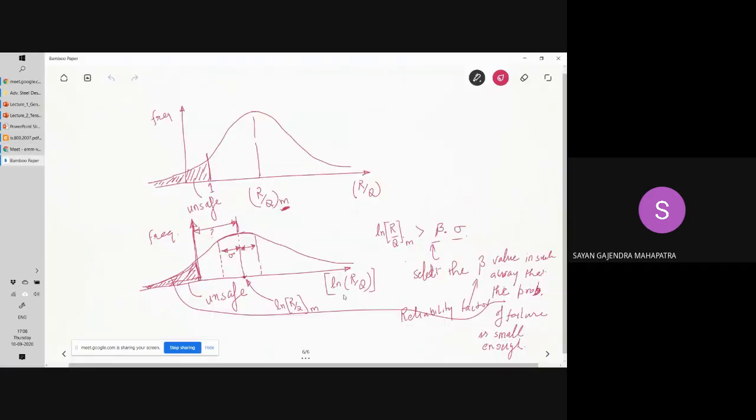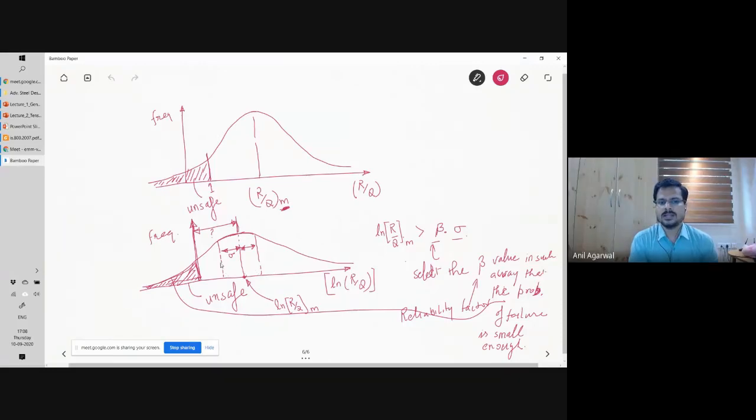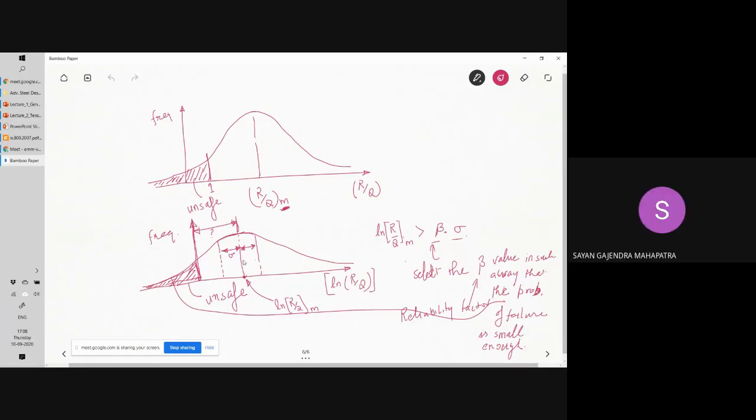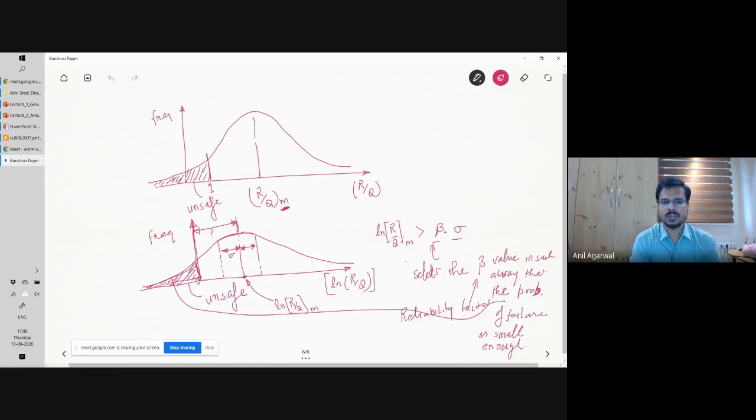Yeah. See, the idea is that you can remember this curve, right? This is your frequency versus log R by Q curve. Whatever you have on the left-hand side of this vertical axis, that is the failure, because on the left-hand side, your ln R by Q is less than 0. That means your R by Q is less than 1. That means your R is less than Q. So on this side, you have the failure.